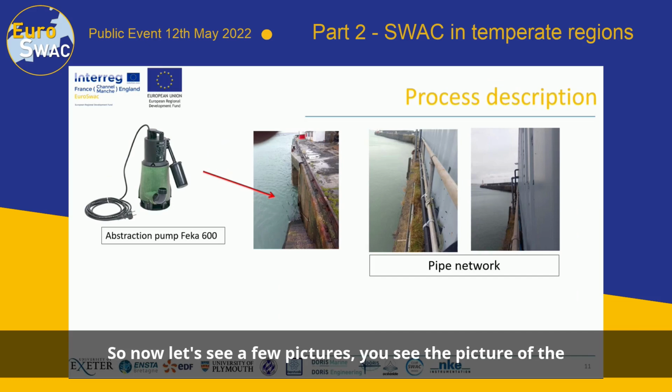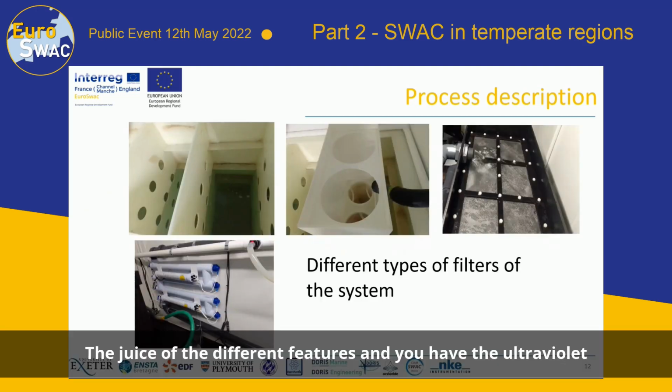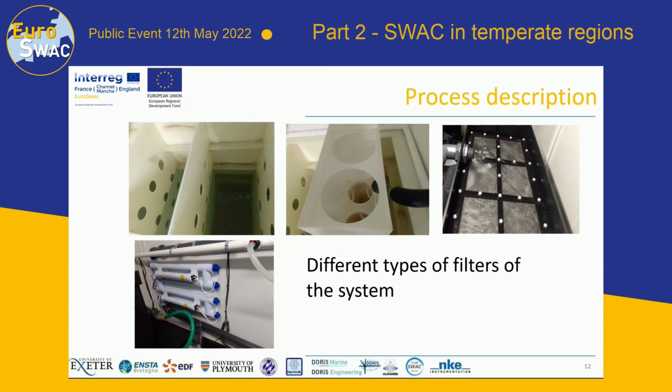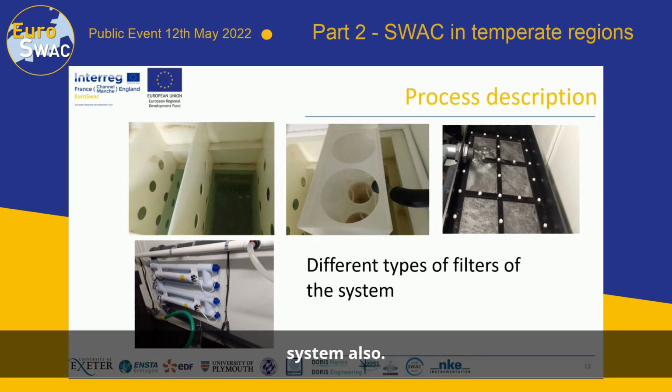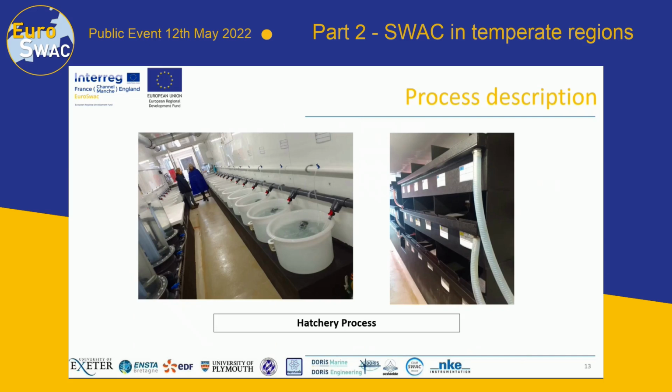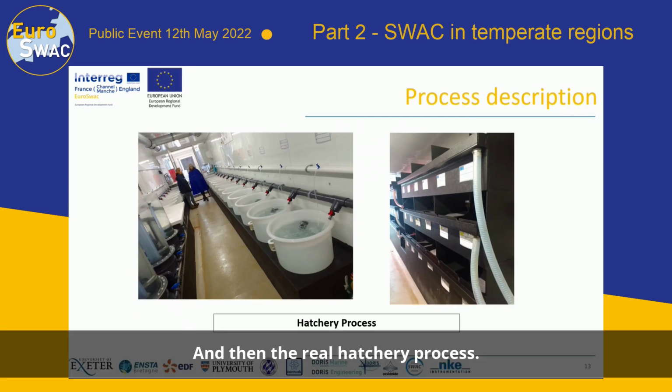So now let's see a few pictures. You see a picture of the abstraction pump, and then pictures of the pipe network, pictures of the different filters, and the ultraviolet system also, and then the real hatchery process. This is for you to have an idea of what happens inside these containers.